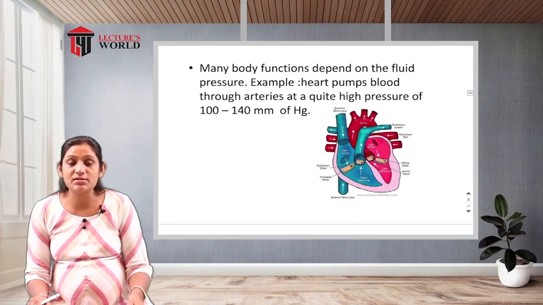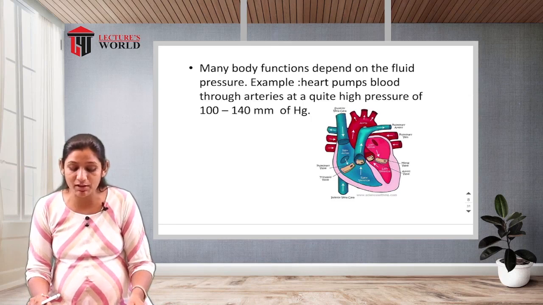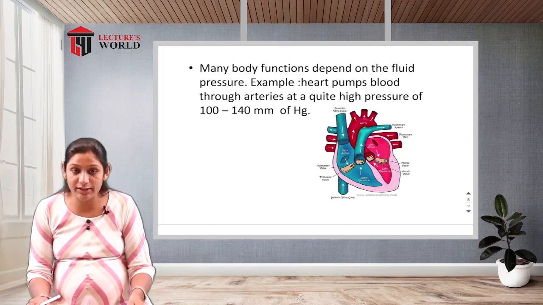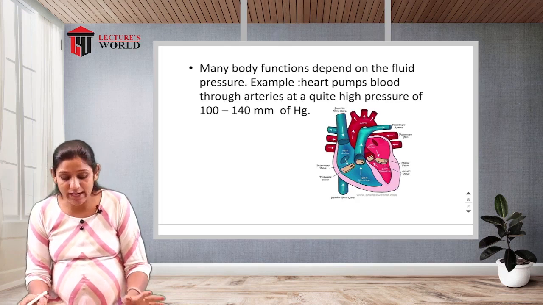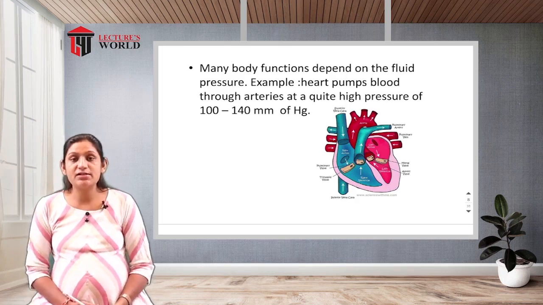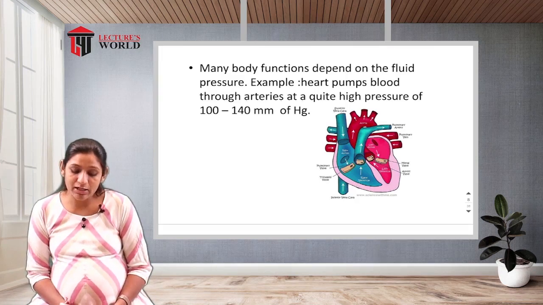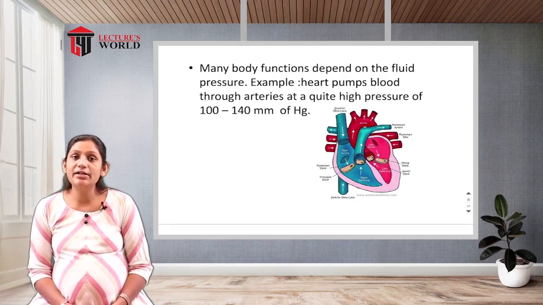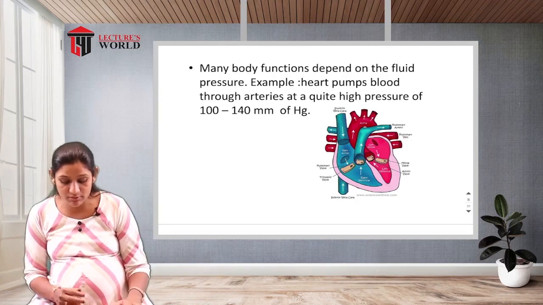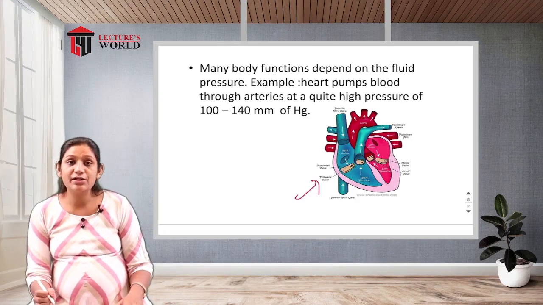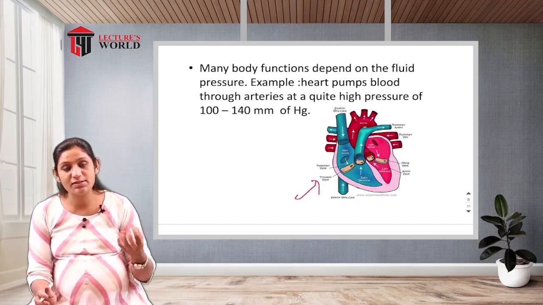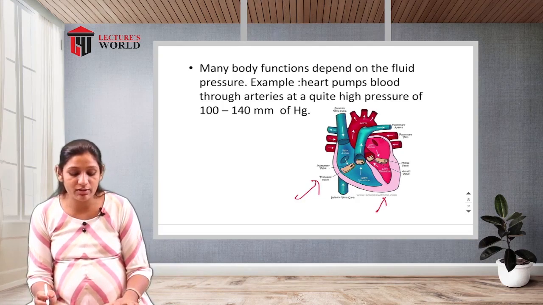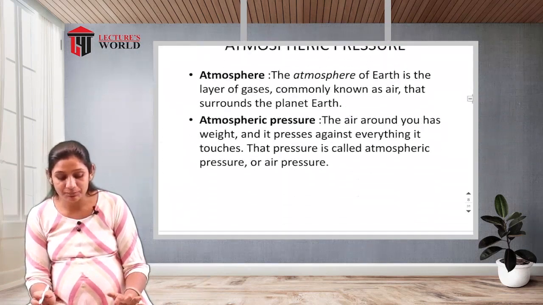Many body functions depend on fluid pressure. For example, the heart pumps blood through the arteries at quite a high pressure of 100 to 140 mm of Hg. The flow of blood in the arterial manner is pumped by the heart muscles. The pressure of the heart is quite 100 to 140 mm of Hg.